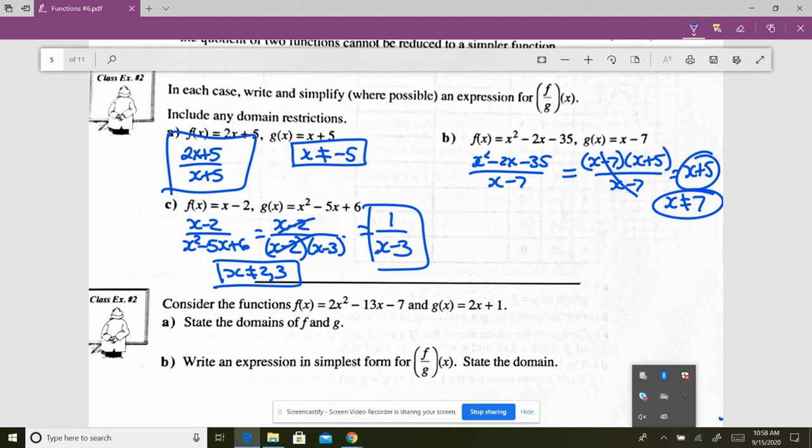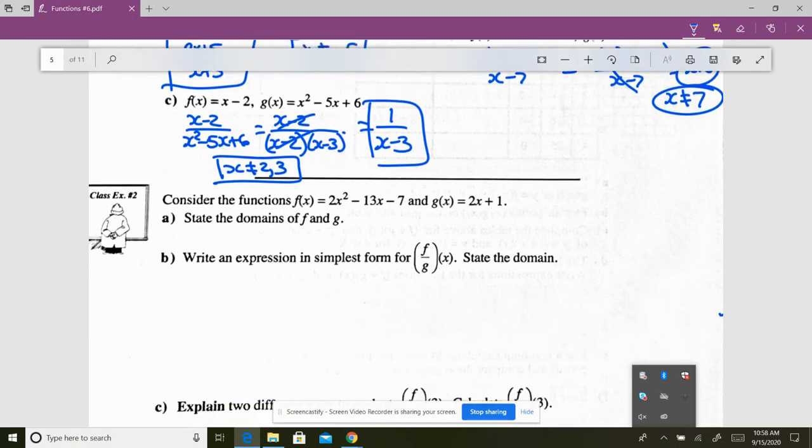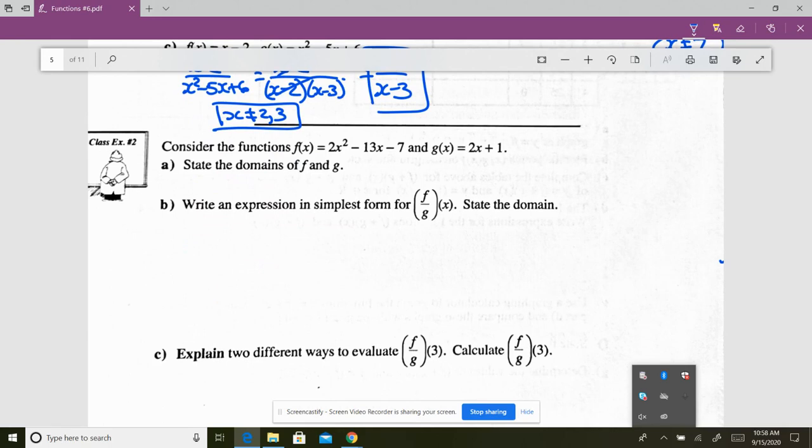All right, last one, slightly different type of factoring, which is why I want to do this one. F of x is 2x squared minus 13x minus 7, and g of x is 2x plus 1. So we write our expression. We go 2x squared minus 13x minus 7 over 2x plus 1. What do you do when you don't know what to do? Factor. All right. Who remembers how to factor these when the leading coefficient is not 1?